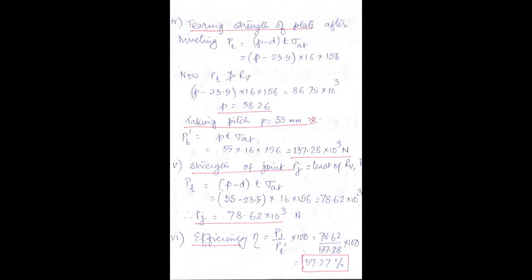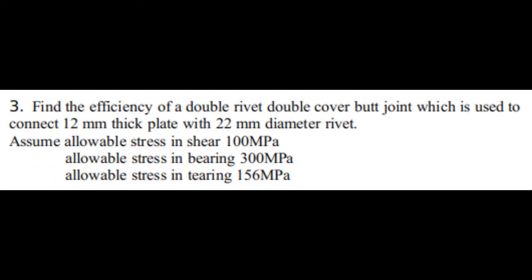Efficiency of the double cover butt joint is equal to PJ by PT dash into 100. PJ is what? 78.62 kilonewton. PT dash is equal to 137.28 kilonewton, into 100. That gives us that efficiency is 57.27%. So we have completed 2 numericals. Let us see the third numerical. Please note it down.